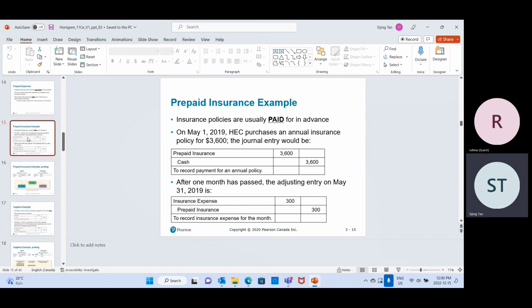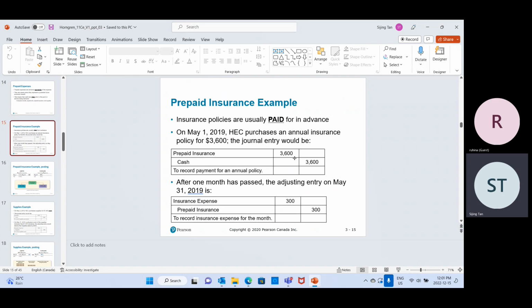So we'll see examples together. Prepaid insurance examples. Insurance policies are usually paid for in advance. The example was already given: May 1st, 2019, HEC purchases an annual insurance policy for $3,600. The journal entry will be debit prepaid insurance, credit cash, right? We already know that. Then after 1 month has passed, the adjusting entry on May 31st, because it's already 1 month, we use 3,600 divided by 12 months. So each month will be $300.